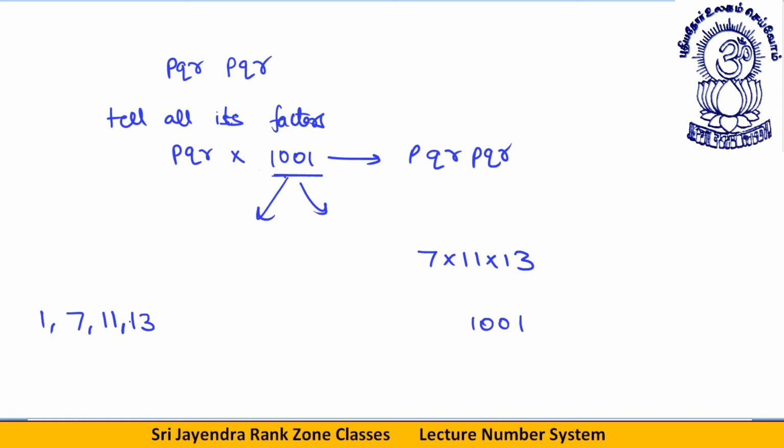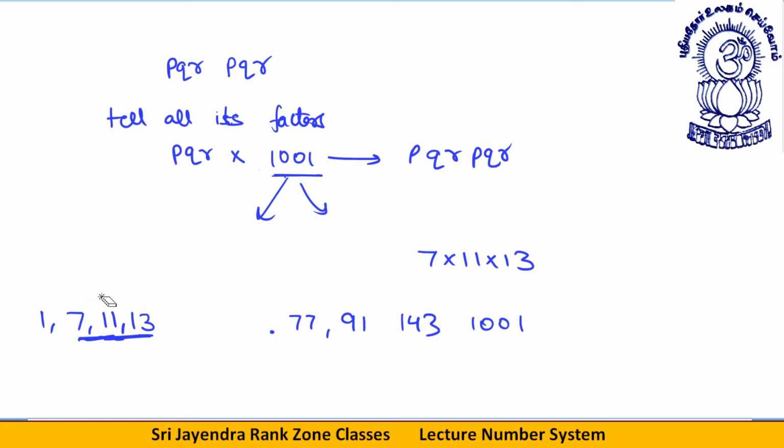Now, 7 into 11 into 13. Can you do 7 into 11? Look, 7 into 11 is 77. So 77 into 13, so here I can write a 77. If I do 7 into 13, 91. So 11 into 91 will give me 1001. Again, what I can do is 11 into 13 is 143. So here I'll get a 143.